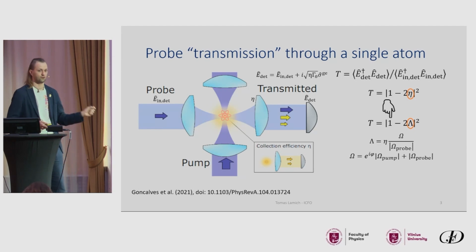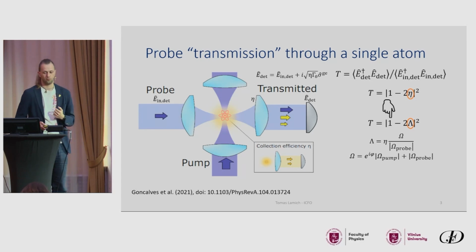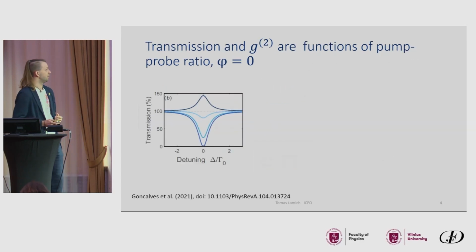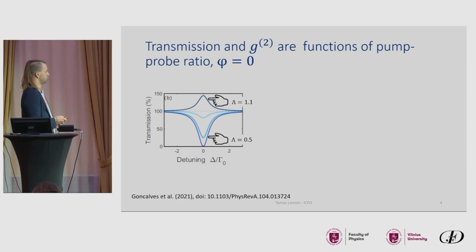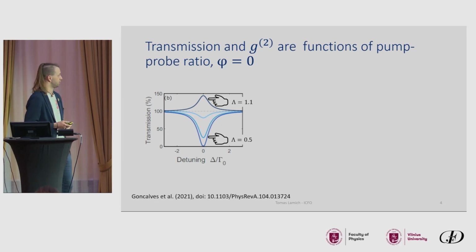Firstly, let's put that phase to 0 and look at what would happen if we vary the pump-probe ratios. What we get is that we can actually vary the transmission, and we can tune the transmission to complete extinction if we tune the effective coupling efficiency to 0.5. But if we go with too strong of a pump and our pump-probe ratio is very high, we get into a regime where our coupling ratio can go above 1, and then we will see a boost in our transmission, which is slightly weird.